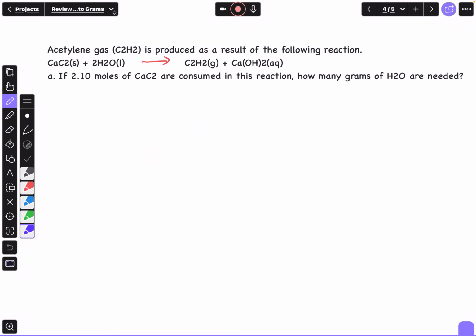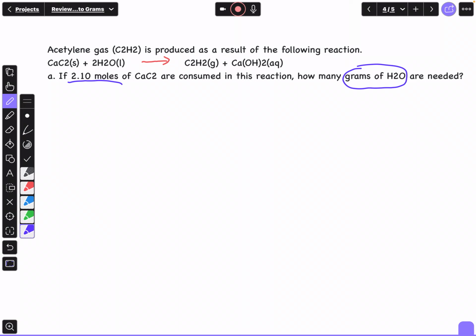All right, so let's look at a couple of examples. Acetylene gas, which is C2H2, is produced as a result of the following reaction. It's CaC2 plus 2 moles of H2O produces 1 mole of C2H2 plus 1 mole of CaOH2, calcium hydroxide. Now it tells me in the problem, if 2.10 moles of CaC2 are consumed in this reaction, how many grams of H2O are needed?